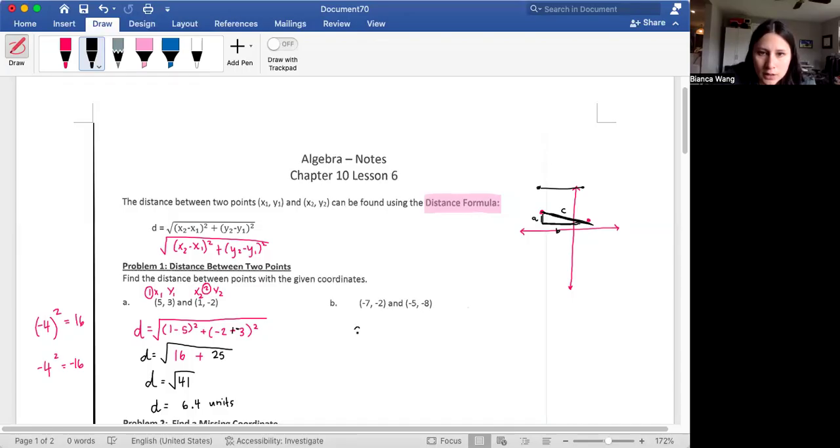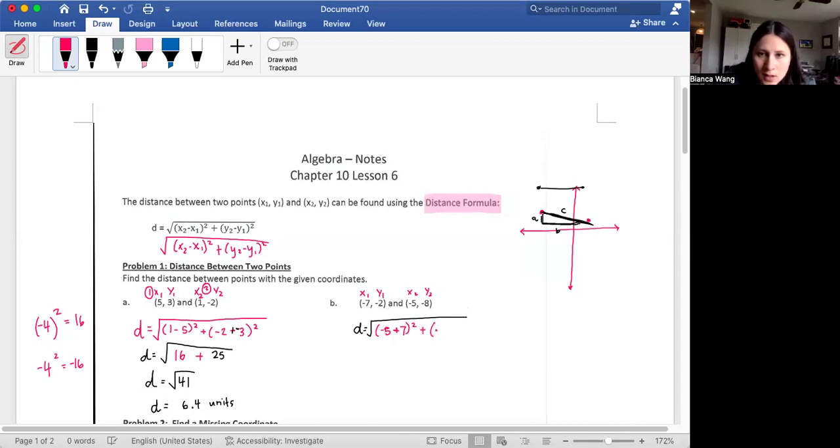Okay, looking over here. If that helps you, label your points. So I'm going to do that. x1, y1, my first point. x2, y2, my second point. Now I'm going to do -5 minus -7. So when I subtract a negative, it's the same thing as adding a positive. So I'm actually going to just write that as I work this out.